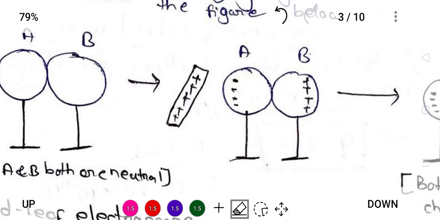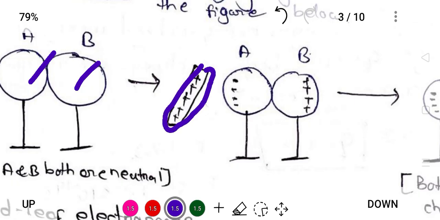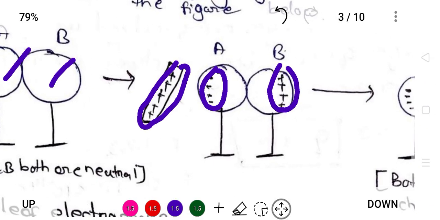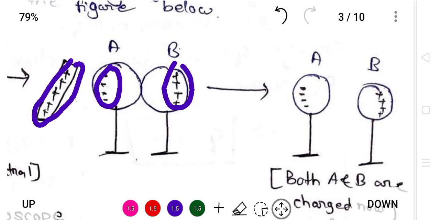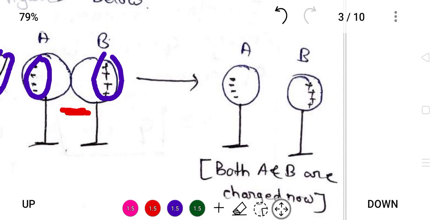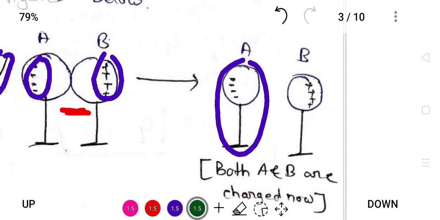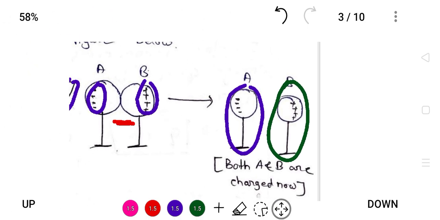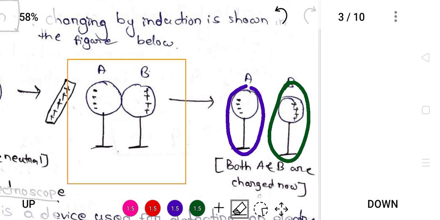Okay, once again, these two are neutral. When you bring a positive rod in front of this, the positively charged object will attract all the negative charges towards left and repel all the positive charges towards right. Now when you separate these two objects, then negative charges will remain at left side, positive charge will remain at right side. Now both objects are charged.